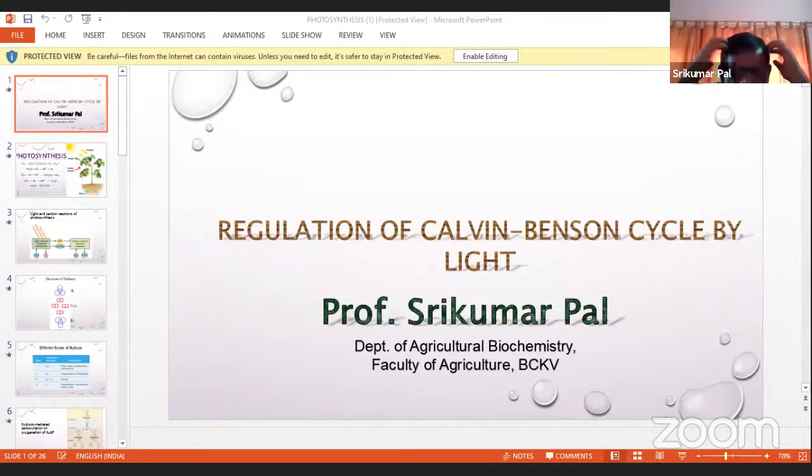Okay, good afternoon to everybody. Today I would like to share some views about the regulation of the Calvin-Benson cycle by light. We are familiar with photosynthesis since our school days. As we know, almost all plants are capable of photosynthesis. This is a light stimulated process that consumes carbon dioxide and evolves oxygen.